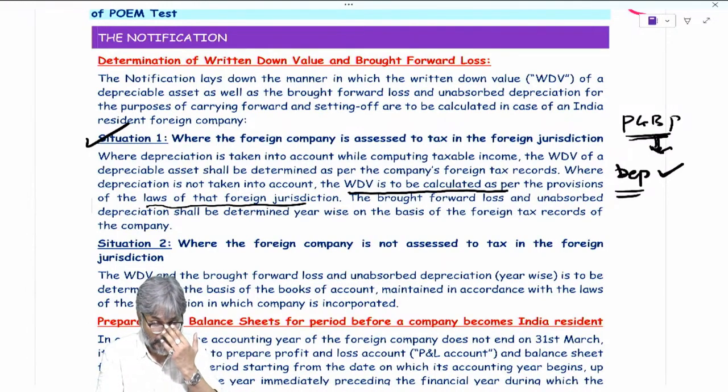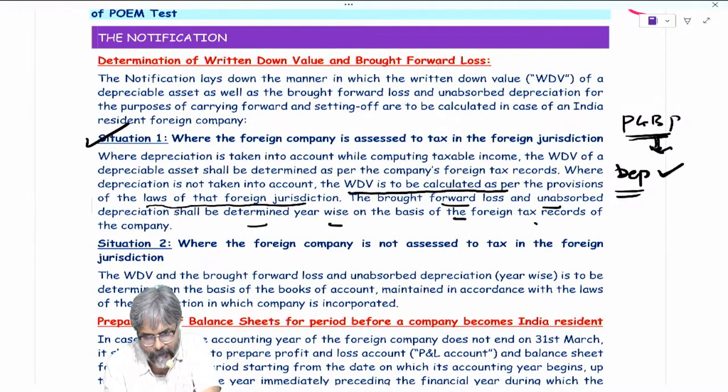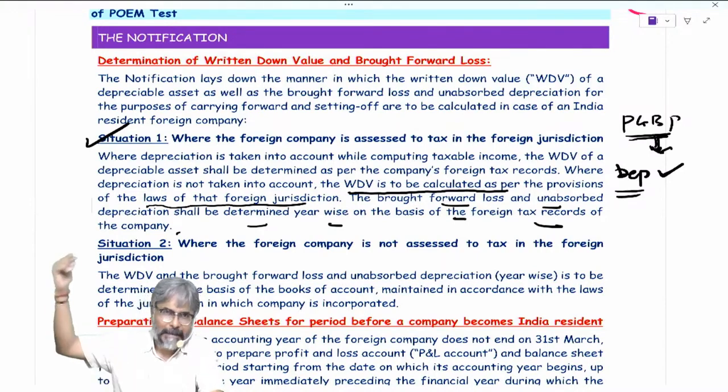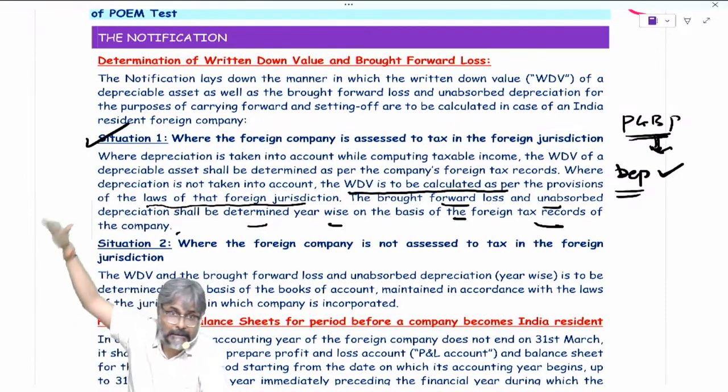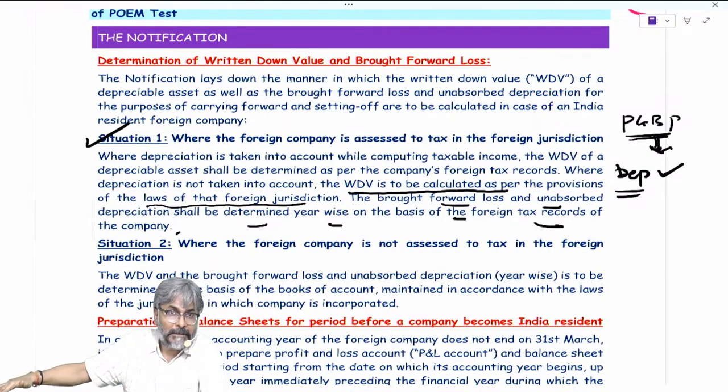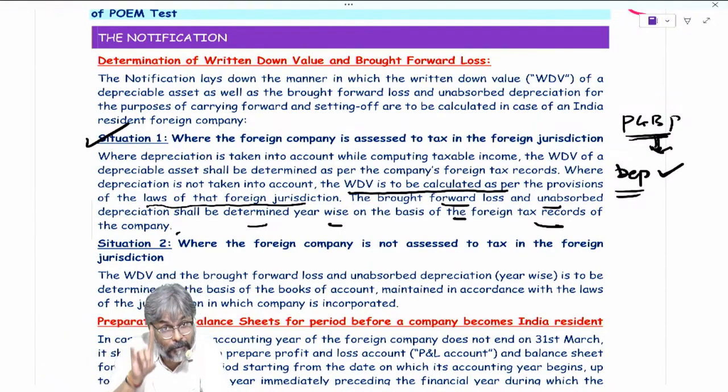Fine. Now coming to the brought forward loss and unabsorbed depreciation, it shall be determined year-wise on the basis of foreign tax record. Because in India up to 8 years only it is allowed, no? So it may be the case there could be some brought forward loss of say 10 years, 14 years, 15 years. Then what is the position? Only up to 8 years of the last brought forward loss that we have to consider, and the loss would be as per what? As per the foreign tax.